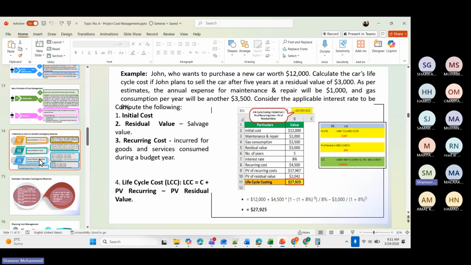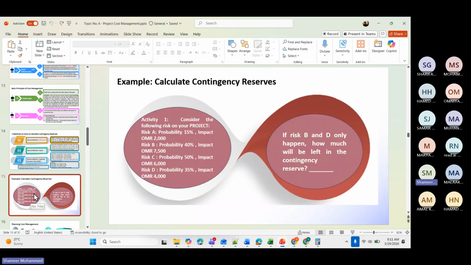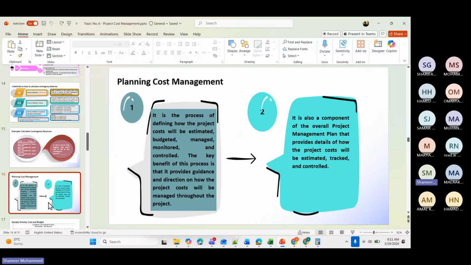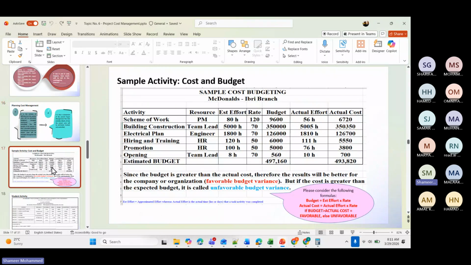Another problem in the last class we did is calculating the reserves, that is, how much money or cost you can save if the risks happen. If there are estimated risks like 1, 2, 3, 4, from that you calculate the total contingency and subtract these two risks. Then that will be your remaining contingency, right? This type of problem we discussed, calculating the cost budget of your project.